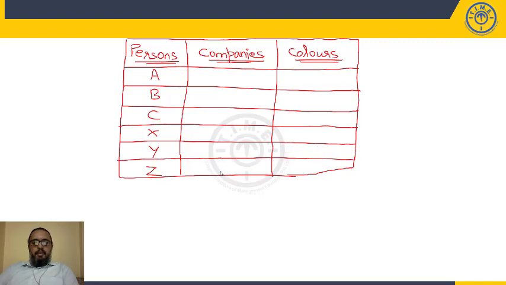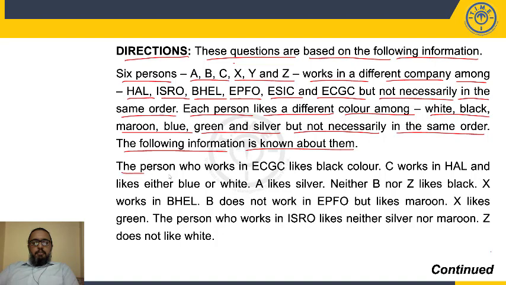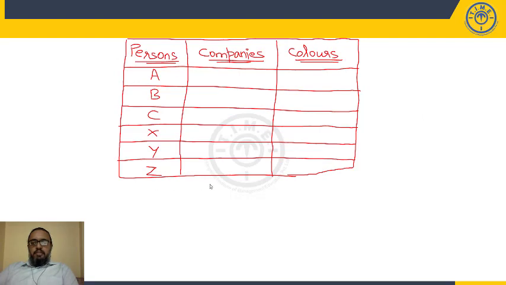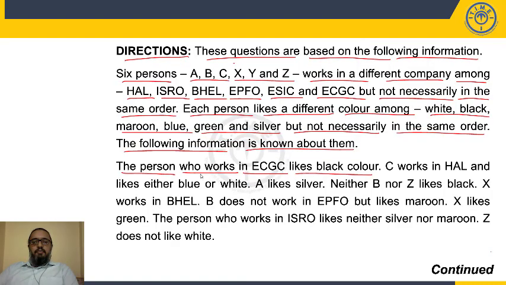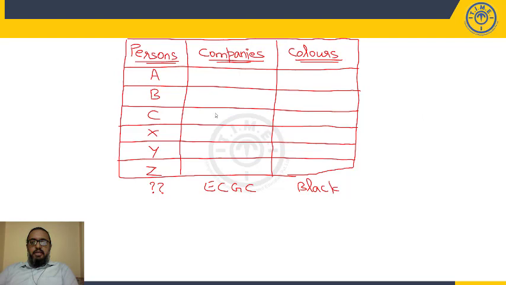Okay. Now, the person who works in ECGC likes black. I do not know who that person is. The company should be ECGC and the color will be black. Then, C works in HAL and likes either blue or white.